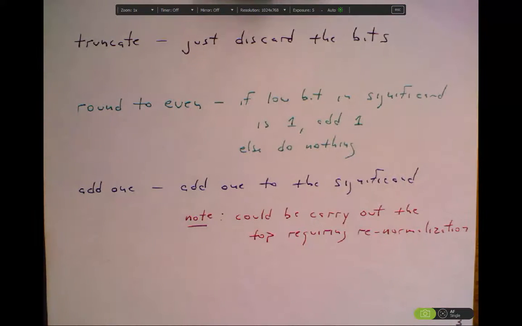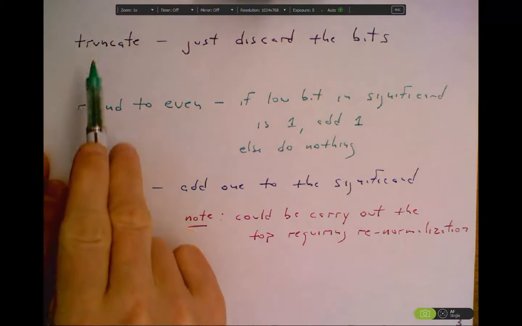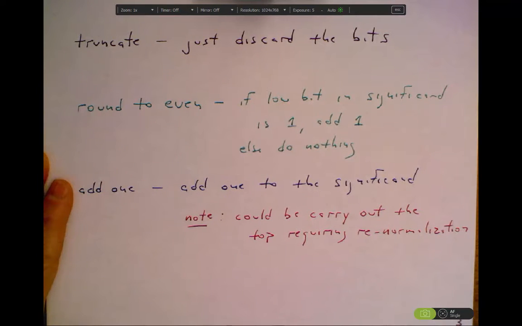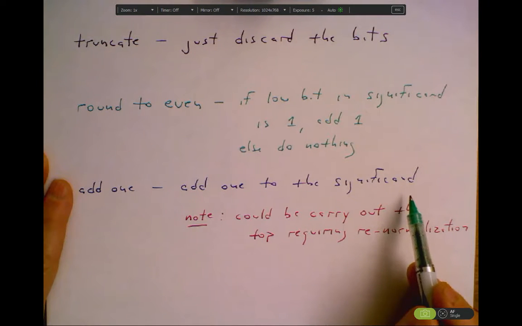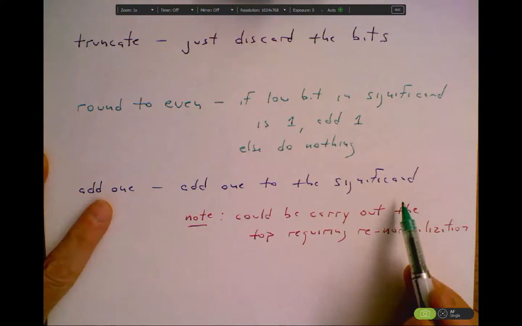Right, there's basically 3 actions in that little table. Truncate, which means just discard the extra bits. Add 1, which means add 1 to the significand. Add 1 to the bottom bit position of the significand.